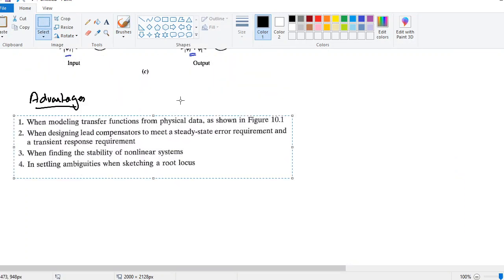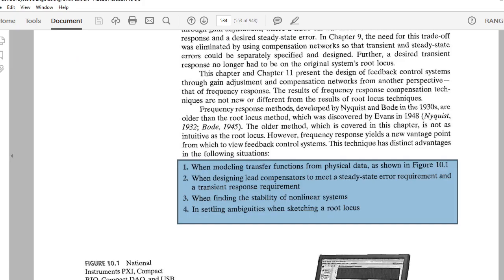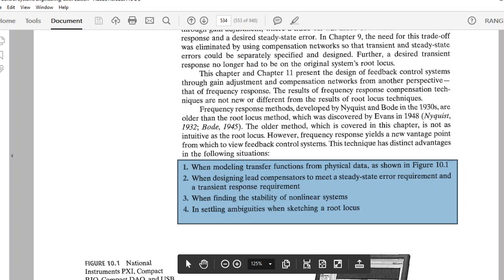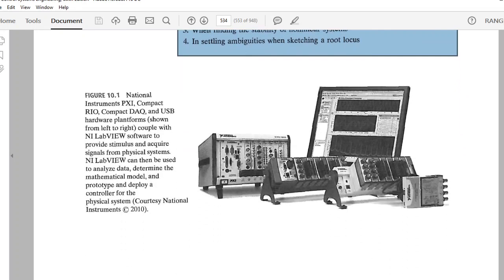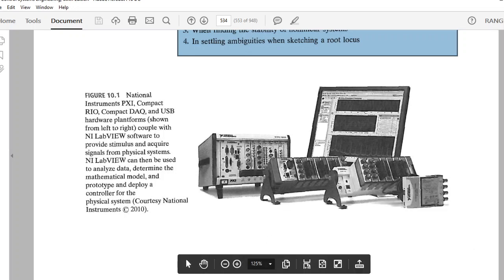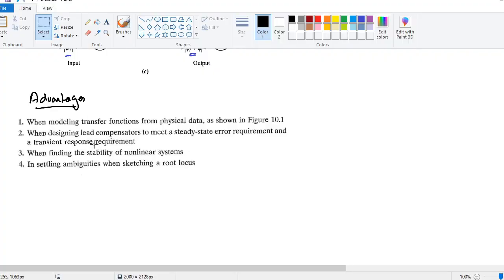So firstly, when we are modeling a transfer function from physical data, that is shown here in 10.1. That means if you have an oscilloscope output, you can take that oscilloscope output and directly use it for modeling your system. That's the first advantage. The second is when you're designing lead compensators to meet steady state error requirements and transient response requirements.